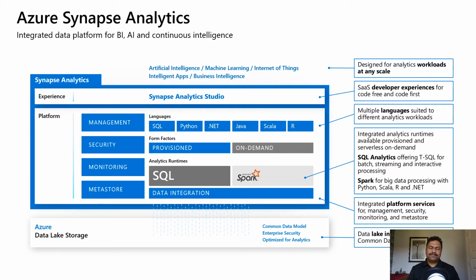And because Spark is natively supported, now you would have access to various different languages such as SQL, Python, .NET, Java, Scala, and R to work with the data living on Azure Data Lake storage, or databases such as Cosmos DB, or even the SQL data warehouse itself, which is on Azure Synapse.